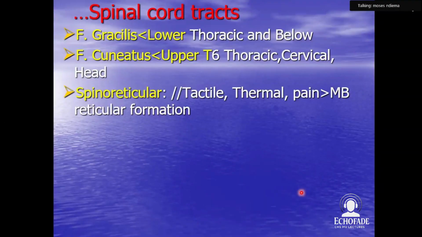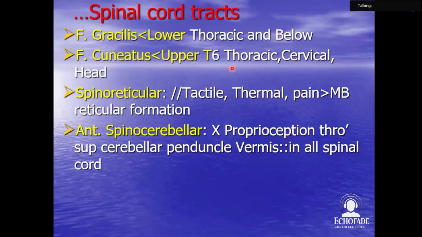Anterolateral column, more ventral column, we have spinoreticular. This is mainly for touch, temperature, pain. This reticular is going to the reticular formation. And reticular formation is very important in your consciousness. So from the spinal cord, some fibers go to the reticular formation.